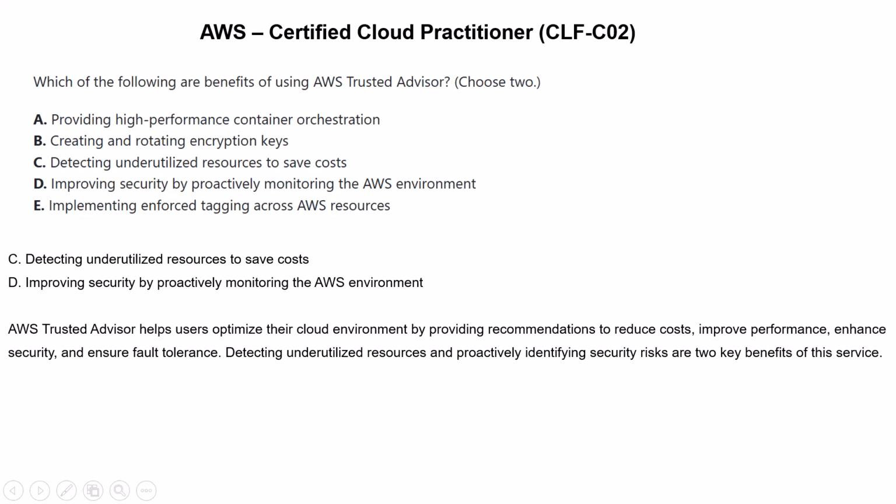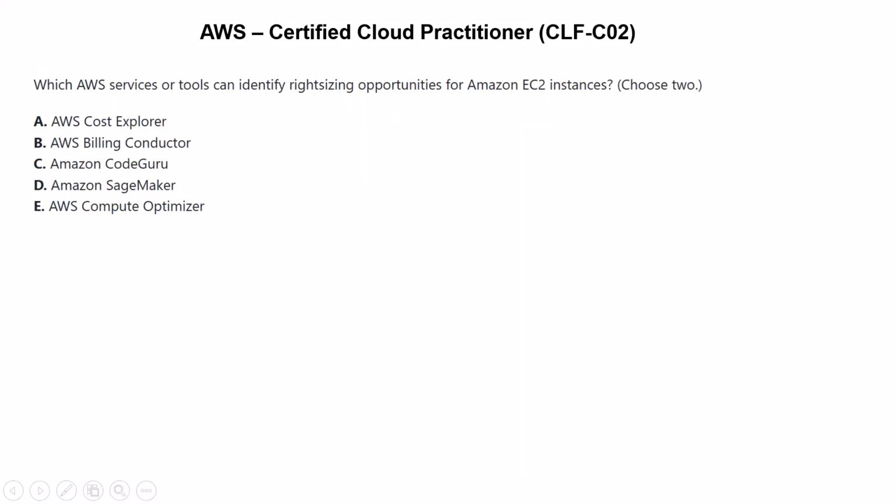The correct answers for this question are option C, detecting underutilized resources to save costs, and option D, improving security by proactively monitoring the AWS environment. AWS Trusted Advisor helps users optimize their cloud environment by providing recommendations to reduce costs, improve performance, enhance security, and ensure fault tolerance. Detecting underutilized resources and proactively identifying security risks are two key benefits of this service. Let's move on to the next question.